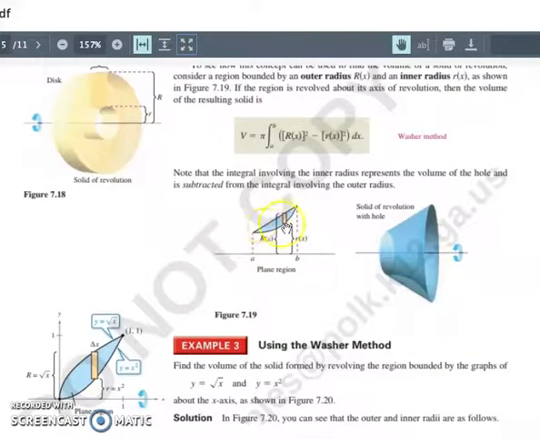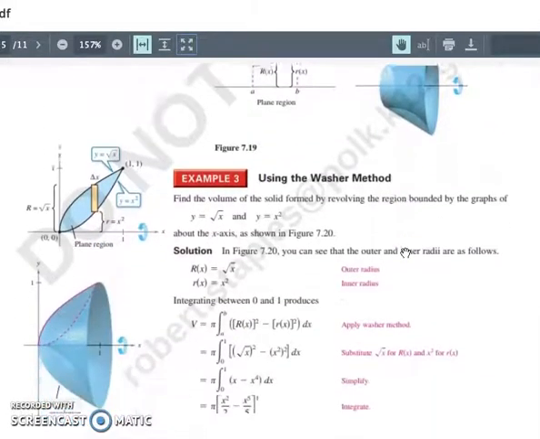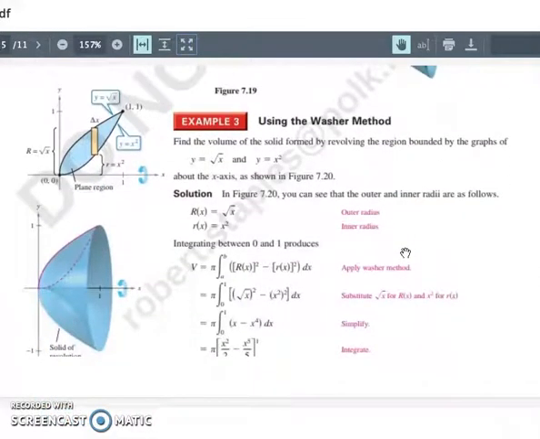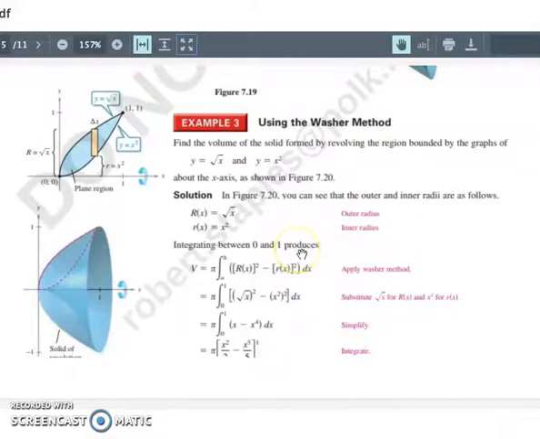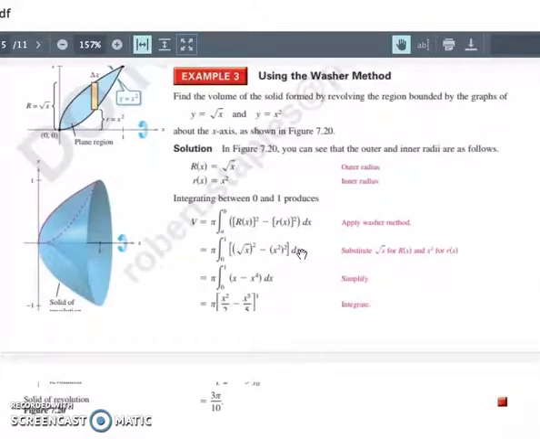Here's an example of where they are having two functions and then they revolve it around the x-axis. It is very helpful to visualize it. Now, here's example 3. So what we're going to do is we're going to just go through this problem and see if we could get the answer they do, 3 pi over 10. So let's do that. Hey folks, it's been a while since I've done this, so all right, so let's see. We're doing example 3.